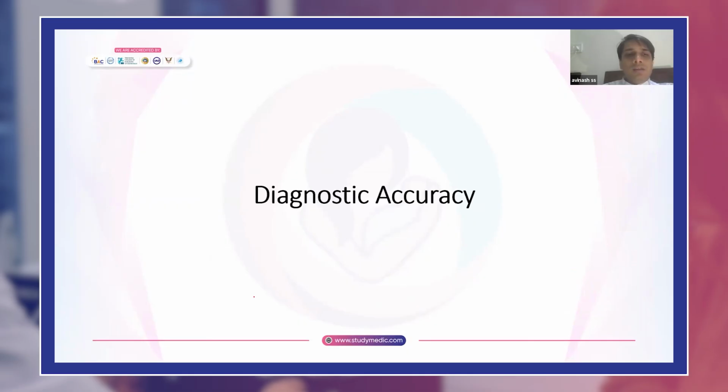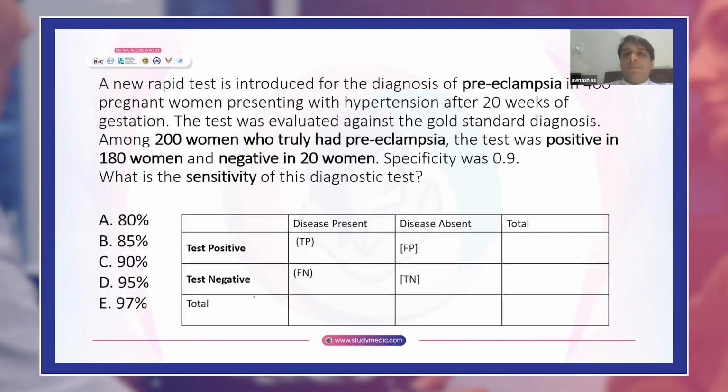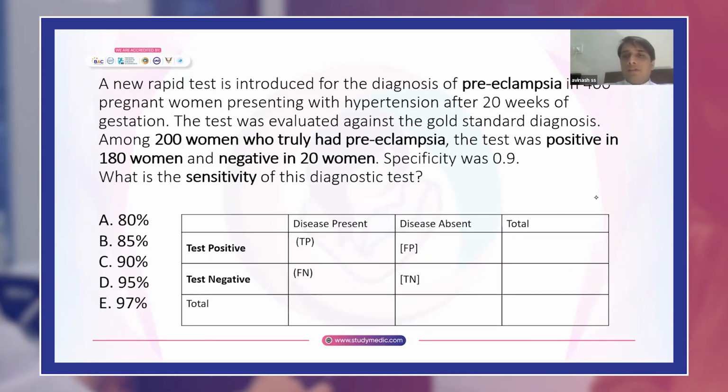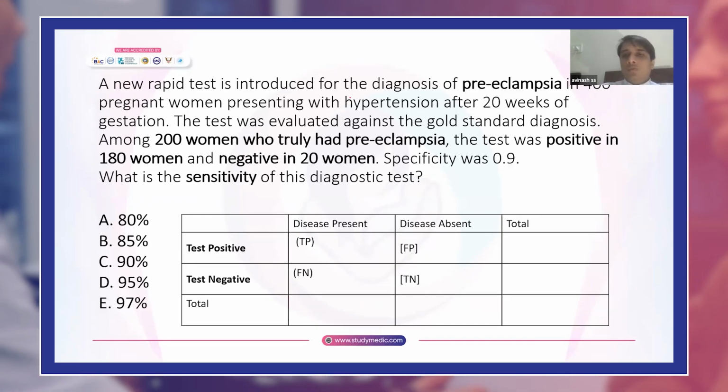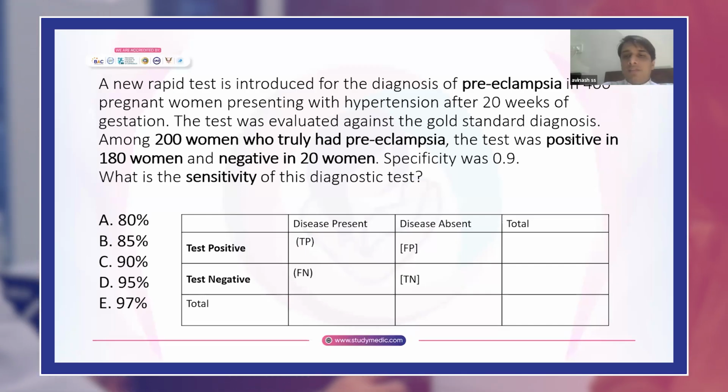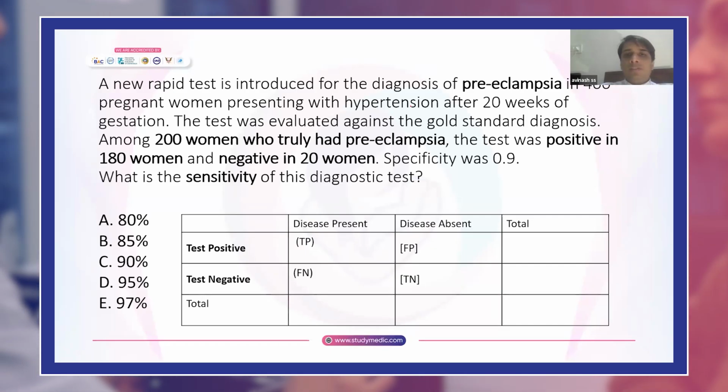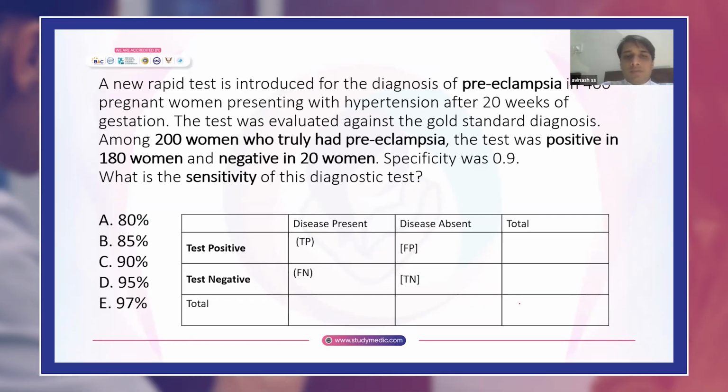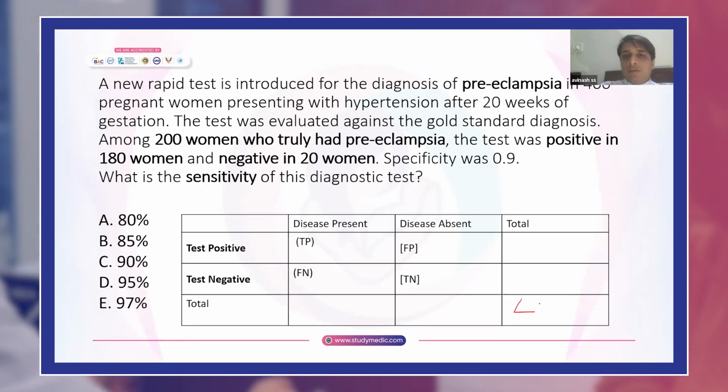Now let us see the diagnostic accuracy test. A new rapid test is introduced for preeclampsia, evaluated in 400 women presenting with hypertension after 20 weeks. That means the total is 400 women.